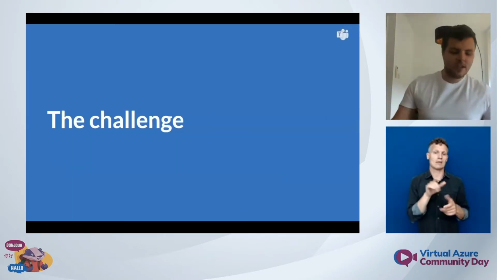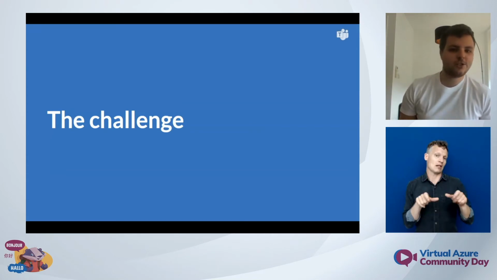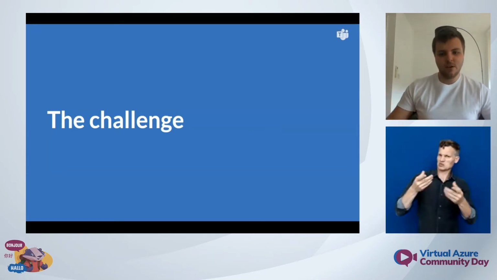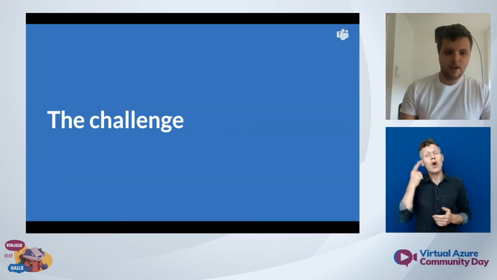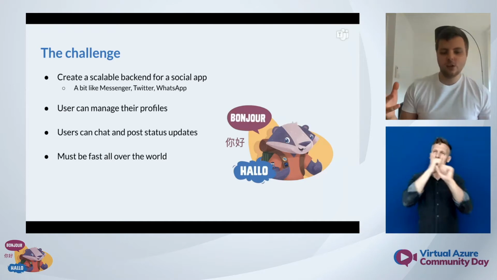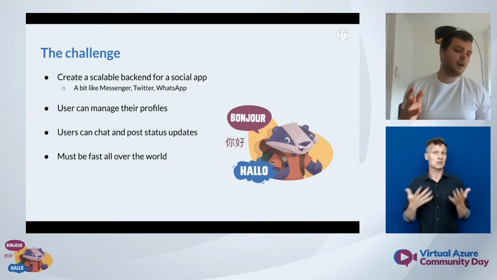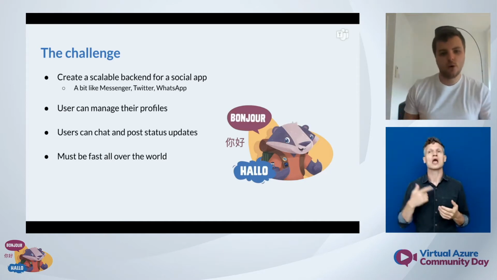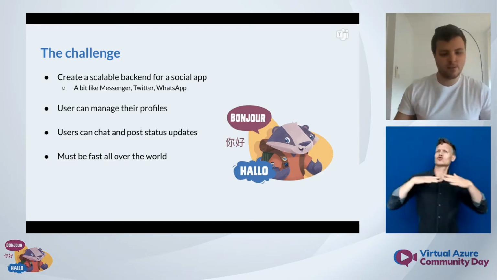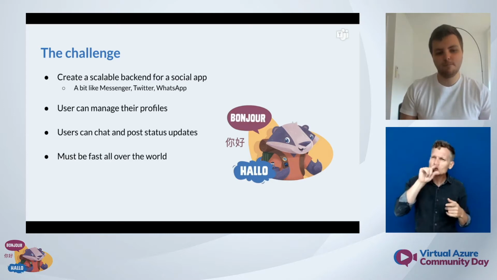So what is the challenge? What exactly are we trying to solve here? I thought I would set a hypothetical scenario to set the scene for this talk. The goal here, I've been tasked with creating a social app, something a bit like Facebook Messenger, Twitter, or WhatsApp. It needs to have a scalable backend, and we're going to have a mobile app of some sort that will be powered by this backend.